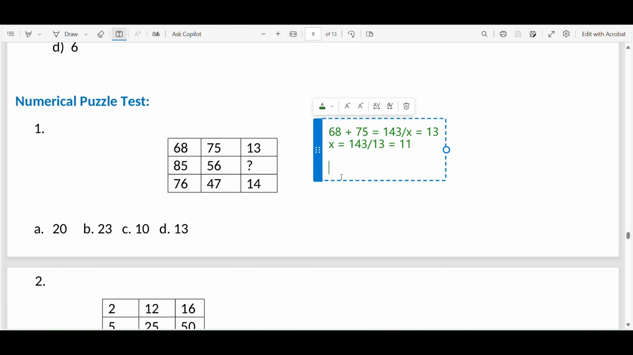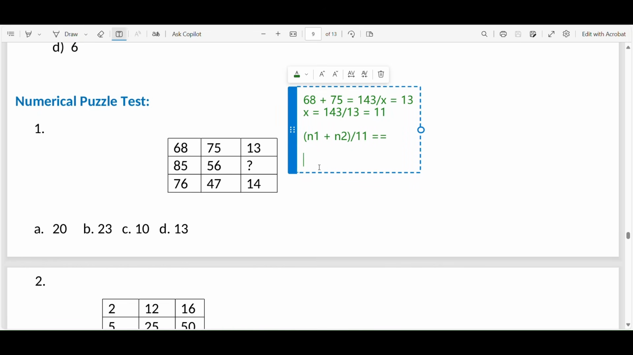Now adding two numbers, n1, that is number 1, and n2, that is number 2, which are in the braces, and divided by 11 will give you the answer. Okay, so let's see this now.